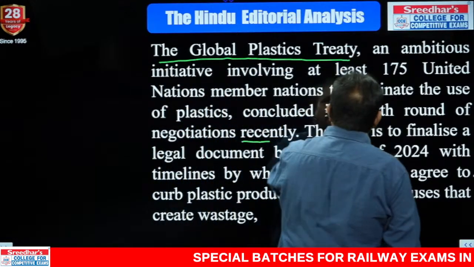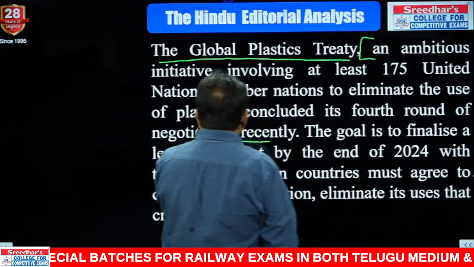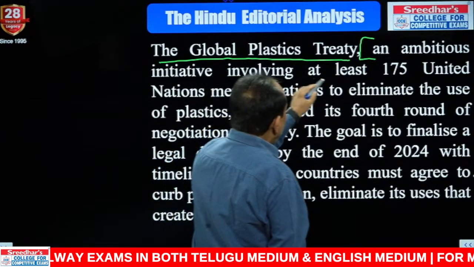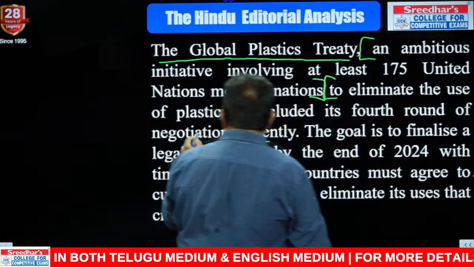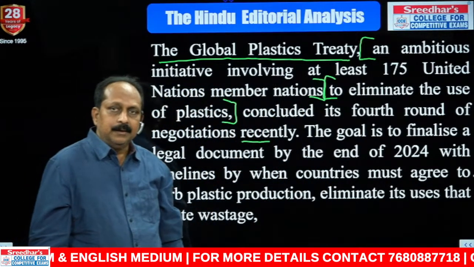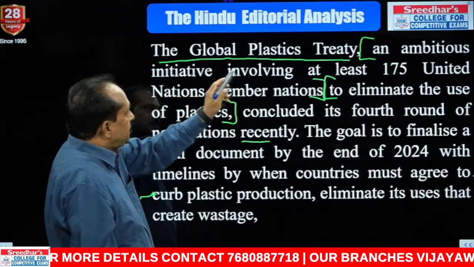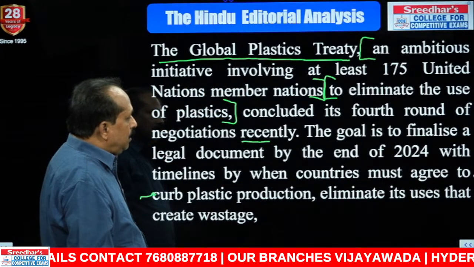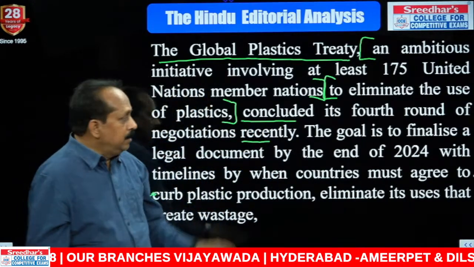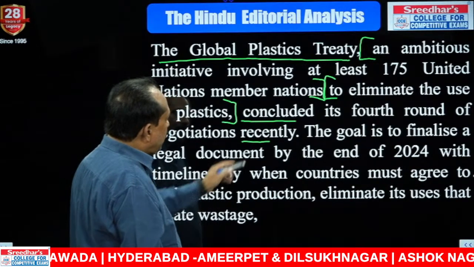The Global Plastics Treaty, this is the subject. But after that, an ambitious initiative involving at least 175 United Nations member nations to eliminate the use of plastics. These are all phrases for additional information. But what is the subject? It's a noun phrase, the Global Plastics Treaty. Treaty is singular. Based on that, they have used a past tense. Concluded, the treaty concluded its fourth round of negotiations recently.